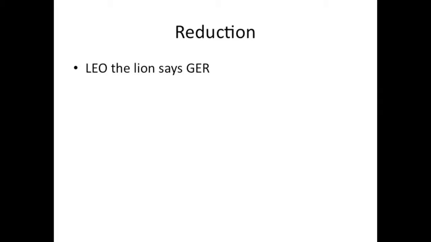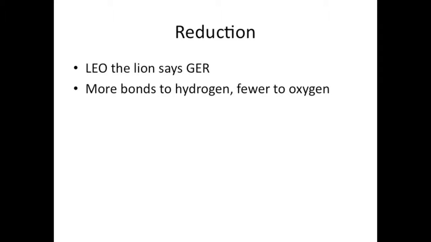So this mnemonic is from Gen Chem. Leo the lion says Ger. Leo, lose electron oxidation. Ger, gain electron reduction. In orgo, we don't really use or care about this because there's an easier way. And that's to say if something is reduced, it gains more bonds to hydrogen or fewer bonds to oxygen. It's as simple as that.